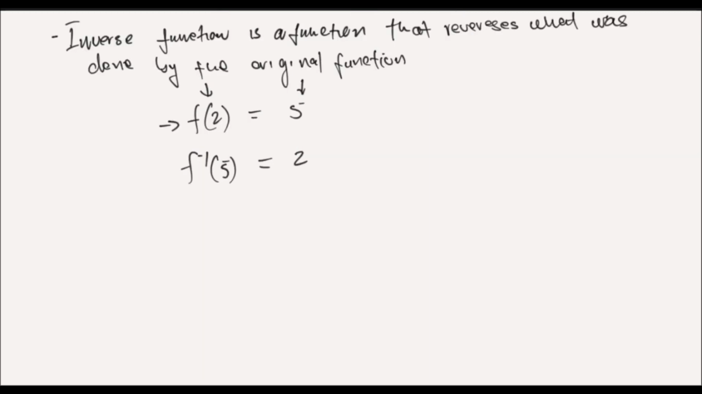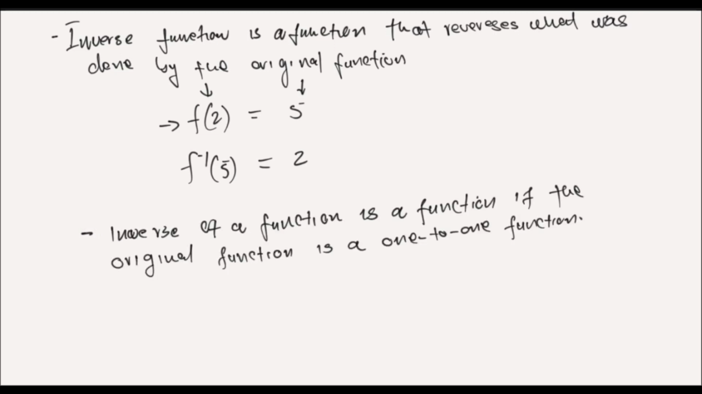An important thing to note is that for the inverse of a function to be considered a function, the original function must be a one-to-one function. One may ask, does this mean that if a function is not one-to-one, it does not have an inverse? The answer is, it does have an inverse, but the inverse of that function is not a function. In order for the inverse to be a function, if the original function is not one-to-one, we have to restrict the domain.